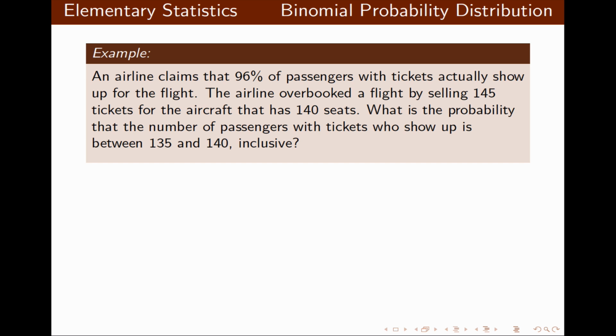Now, an airline claims that 96% of passengers with tickets actually show up for their flights. So they're going to overbook a flight by selling 145 tickets for an aircraft that has 140 seats. What's the probability that the number of passengers with tickets who show up is between 135 and 140 inclusive?